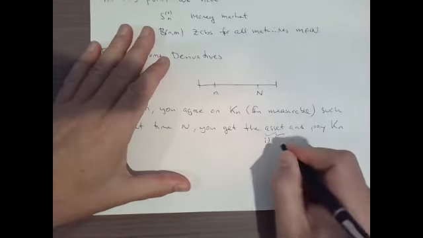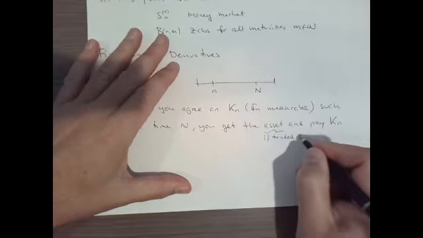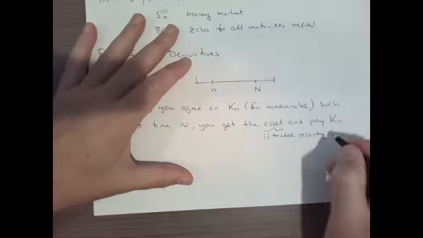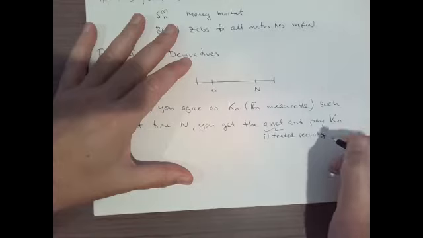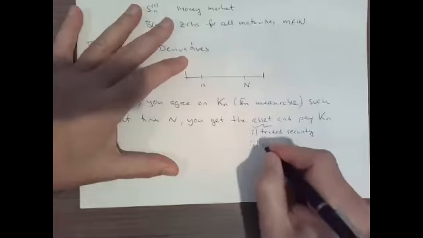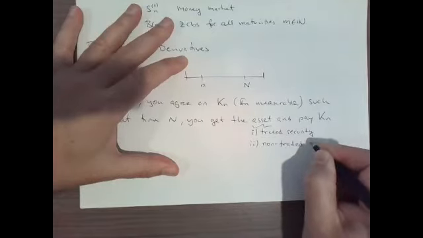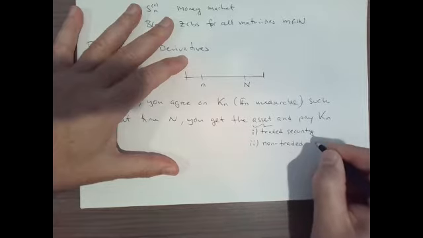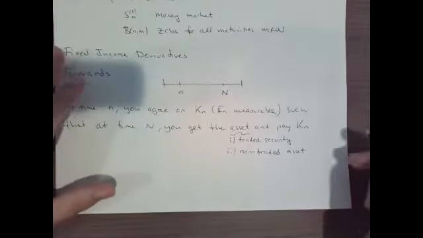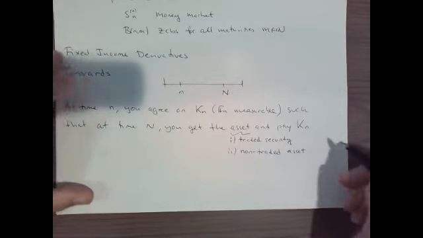Like this asset here, there are two possibilities for this asset. So the first one is that it's a traded security. And the second one is that it's non-traded. A non-traded asset. So we just consider the first case.